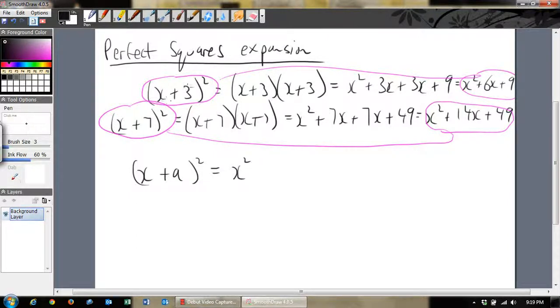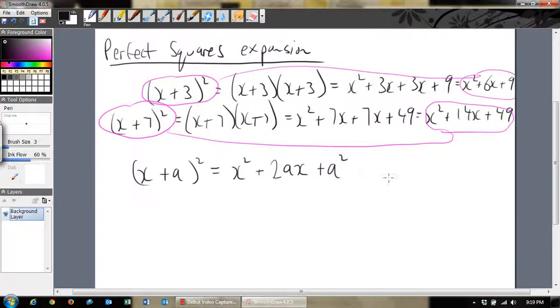In the middle, can you see how this is x plus 3 and you end up with a 6x there? Here you've got x plus 7 and you end up with a 14. In other words, you end up with twice whatever a is, so twice ax. Here a was equal to 3 and you ended up with twice 3, which is 6x. Here a is equal to 7, so you double 7, you get 14x, and so we get plus 2ax. And what's the term on the end? We just add a squared, whatever that last term is.